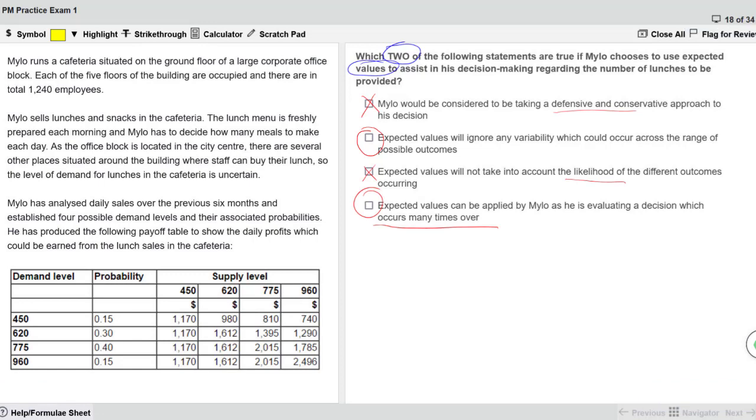We don't like expected values for a one-time long-term strategic decision, but we do like it for a repetitive decision, such as how many meals should we make in a day. Answer, guys, are those two.